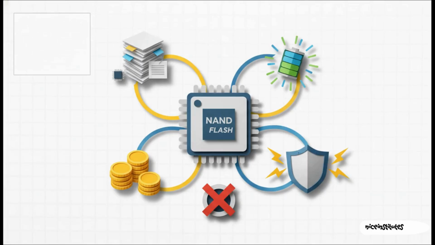And the list of superpowers just keeps going. Portability? NAND lets you pack an unbelievable amount of storage into a tiny space. It's also way more power efficient, which is why our batteries last so much longer now. It's reliable, it's tough, the cost per gigabyte just keeps falling.